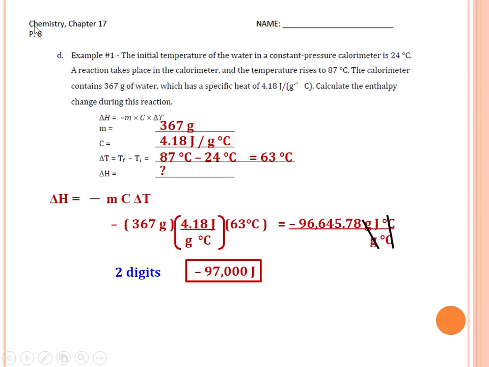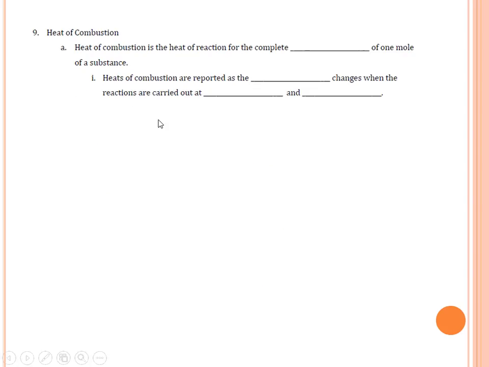All right. So heat of combustion is our last topic in 17.2. The heat of combustion is the heat of reaction for the complete burning of 1 mole of a substance. The heats of combustion are reported as the enthalpy changes when the reactions are carried out at 101.3 kilopascals and 25 degrees Celsius. And then we're going to move into section 17.3 to finish out our notes today.